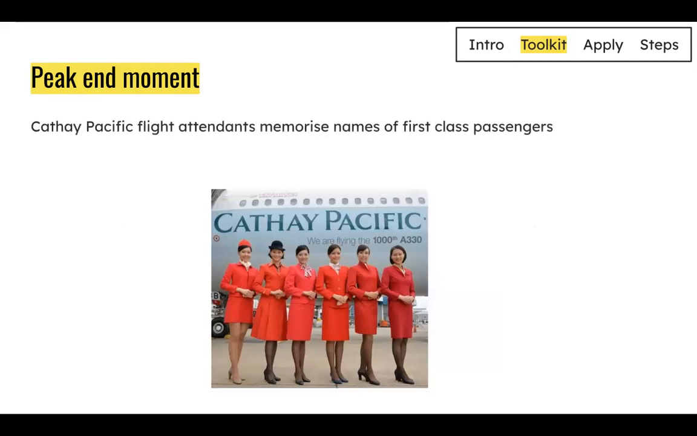In Cathay Pacific, apparently the flight attendants memorize the names of all first-class passengers. When the first-class passengers are deboarding the flight, they apparently say, hey, thank you for joining us, and the name. So I'm just going to say, hey, Kritika, thank you so much for joining us, and so on. That really gives you a very nice peak, right? Of, oh wow, they remembered my name. And again, it's also the end, so you're more likely to remember. And given that first-class passengers expect exceptional, different service, they're more likely to recommend these airlines to their friends and so on.